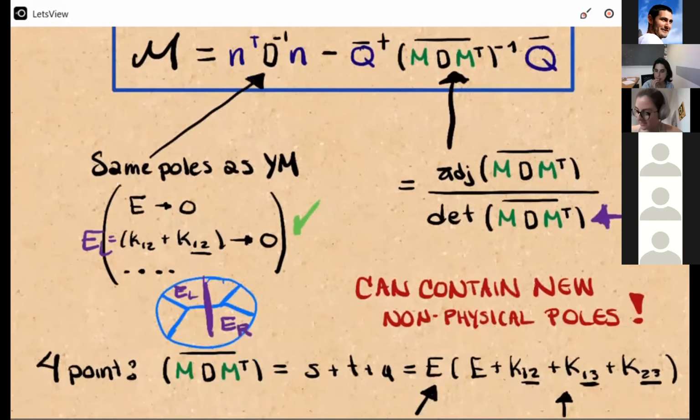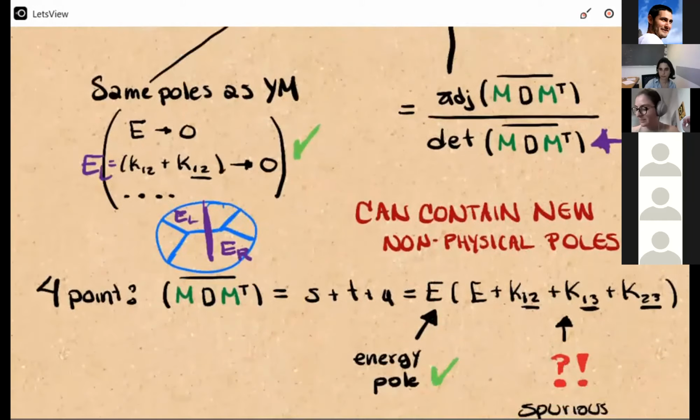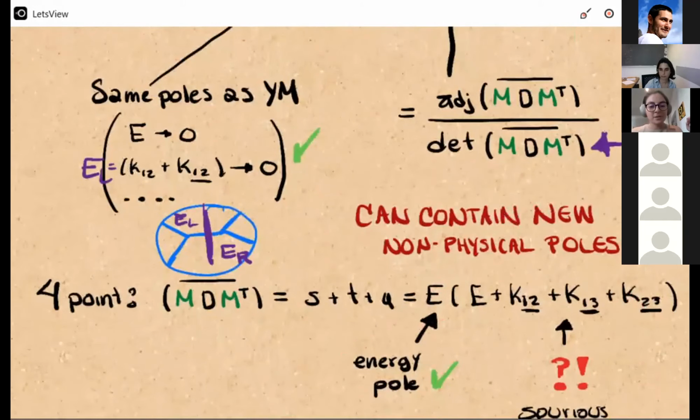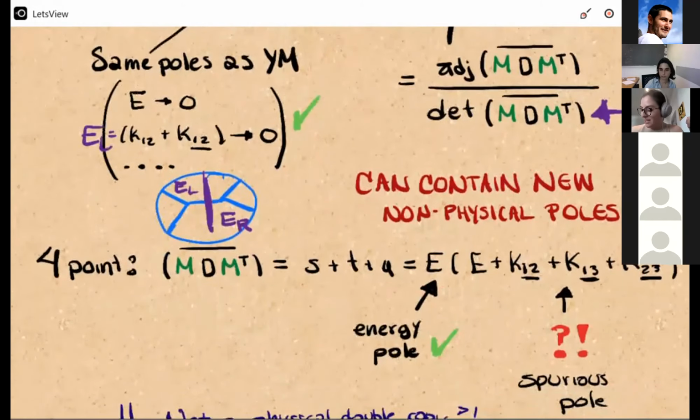In the 4-point case, this M is what I said before, it's just one row of ones, everything else is 0. This D matrix is just like the Mandelstam variables S, T, and U, and what you'll find is simply the sum S plus T plus U. And as we know, this was non-zero, we saw it before. This, no problem, we have an energy pole. We know that we want that one. But then we have this extra pole that looks like a spurious pole. That's something that's not physical, and a problem, of course.